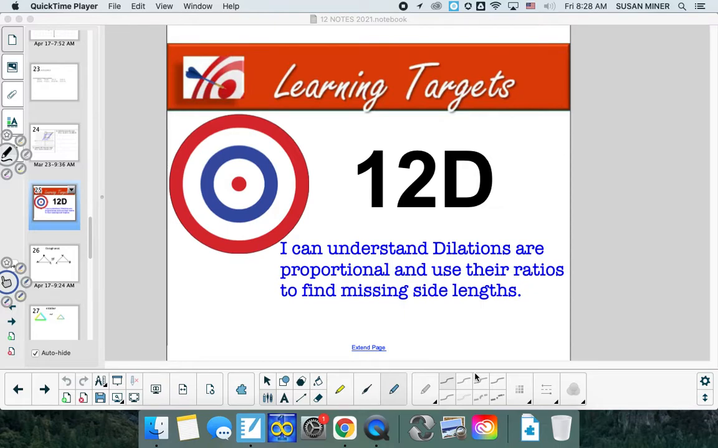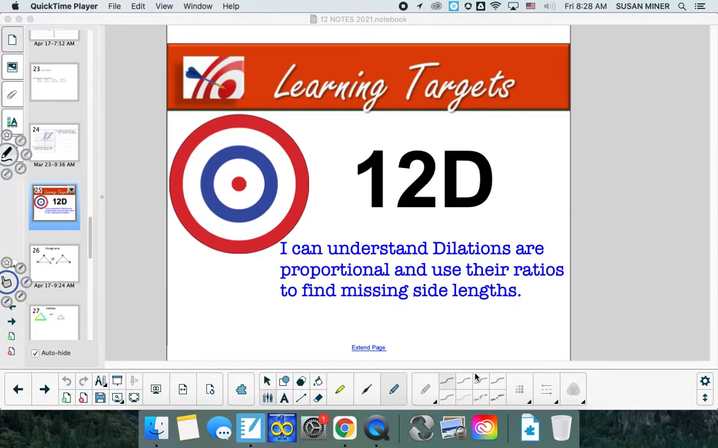We're going to talk about dilations. So this is kind of part 2 of dilations, and we want to understand that when I dilate an object, they are proportional to each other. They have a factor in common, and the factor that they have in common is the scale factor, right? And so we can use this idea of proportionality in order to set up some equal ratios to help us find missing side lengths. So that's what we're going to be working on today.